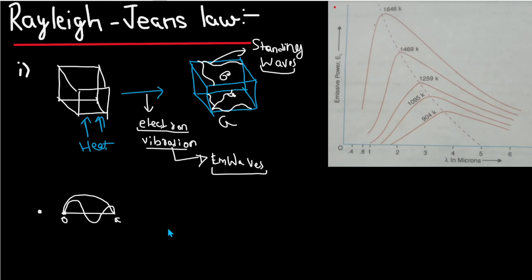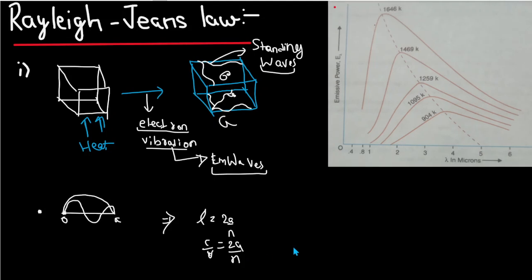Now let's demonstrate some of the mathematical formulation of the standing wave. We all know that the wavelength lambda of the standing wave is equal to 2a divided by n, where n is any positive integer. I can convert this into the form lambda is equal to c upon frequency. Here the frequency is nu, so do not misinterpret it as velocity. So c over nu is equal to 2a upon n, where a is the length of the side of the cube.